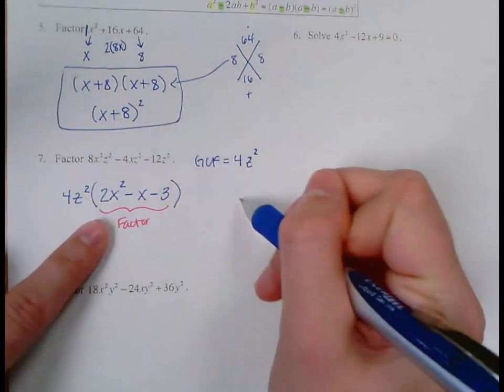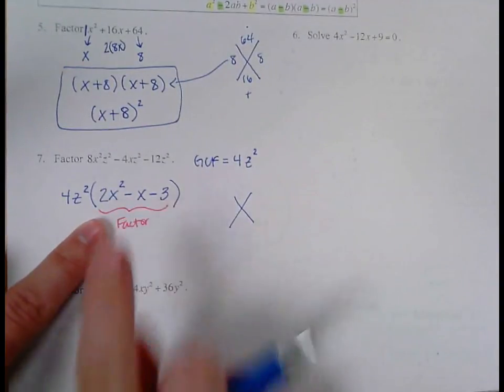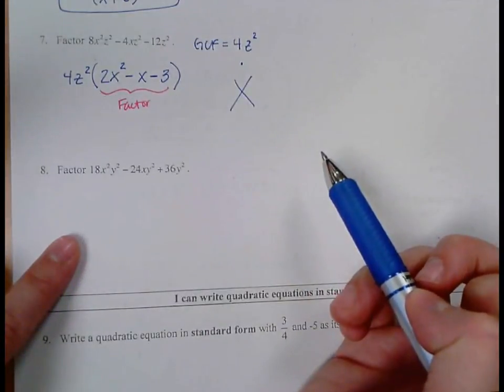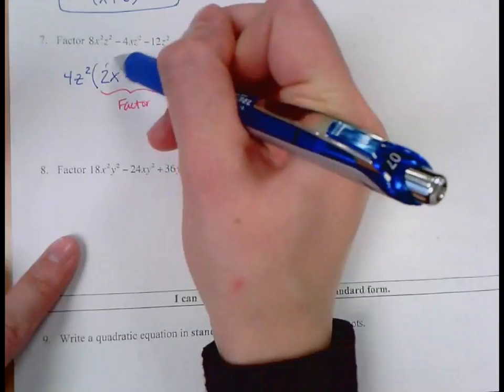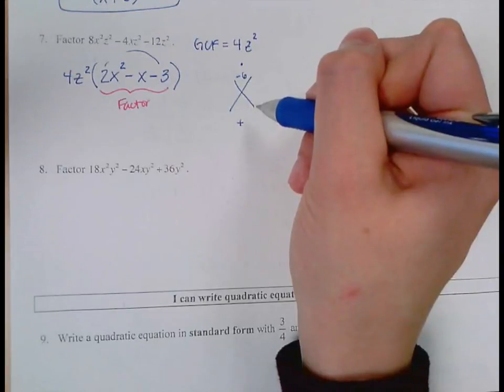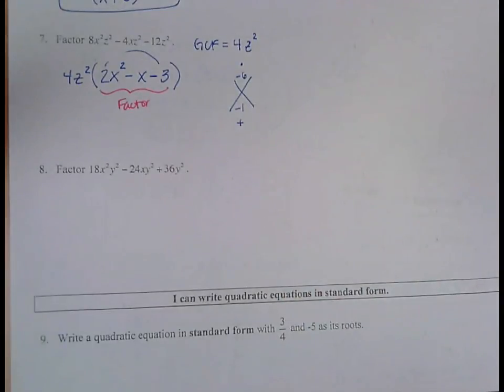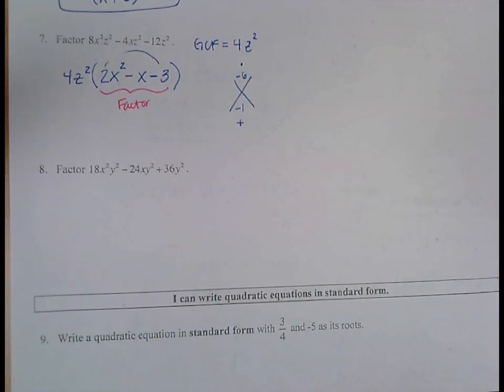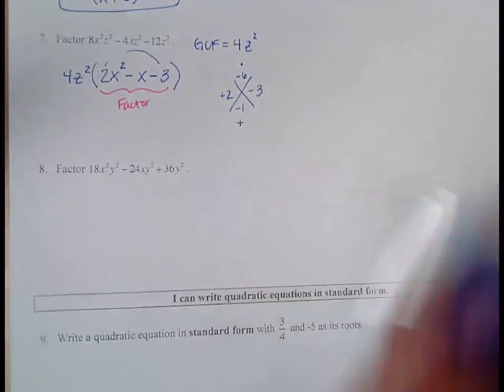So if I set up a diamond for my new trinomial here, what number would we be trying to multiply to? -6, the 2 times -3, and then adding to what number? -1. And remember, if there's not two numbers that work, then it can't be factored any further. If there are two numbers that work, you can factor it. So are there two numbers that work here? Two numbers that multiply to -6 and add to -1. Yep, +2 and -3.